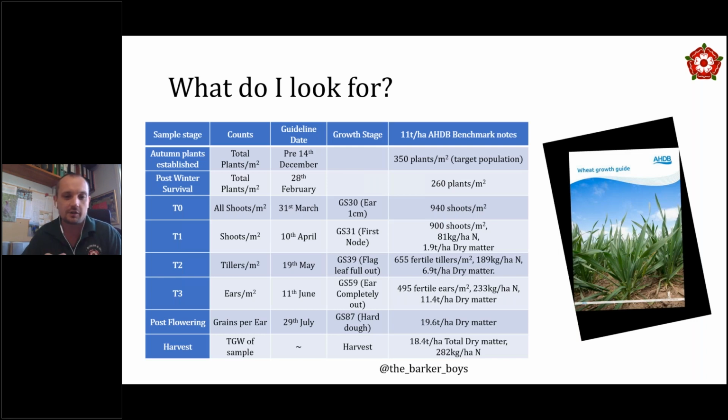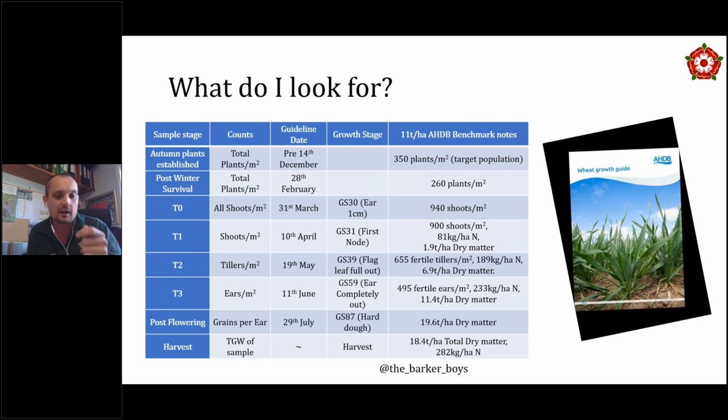So this is the Growth Guide information, the benchmarked crop. In the Growth Guide, the 11-ton crop is said to have 350 plants, aiming for an overwinter survival of about 260 plants. Then through the season, at different times based around the main input timings, you can see that I've separated all the information out. But again, there's loads more information in the Growth Guide.